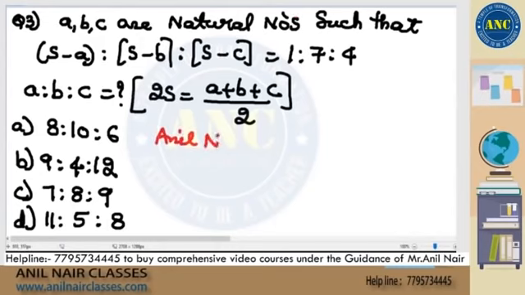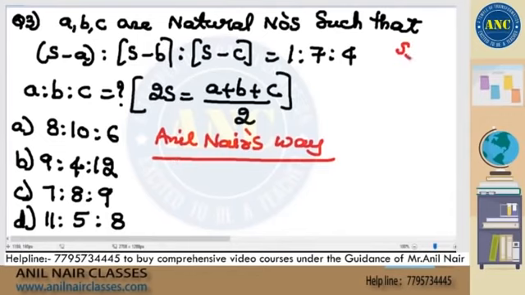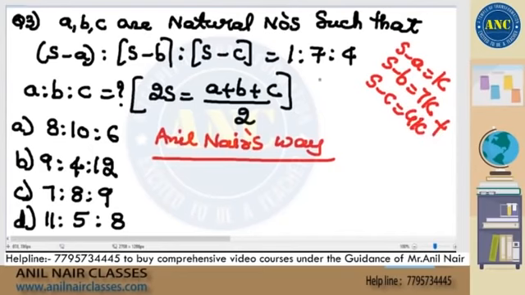Look at Anil Nair's way of solving. I don't need to solve the equation. What most of the students will do is take S minus A as K, S minus B as 7K, S minus C as 4K, and add all of this. In case you are thinking it like this, please avoid it. This is an original CAT question. You are here to learn the concepts from Anil Nair.